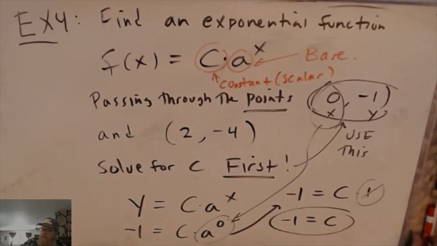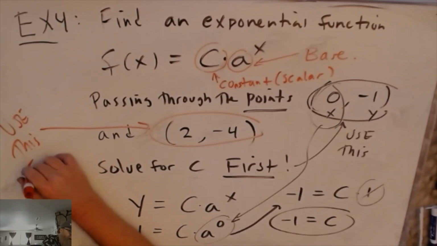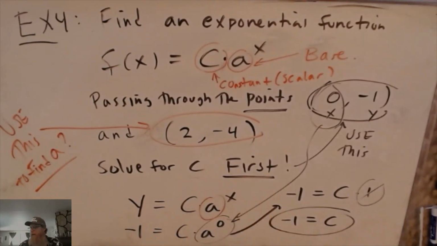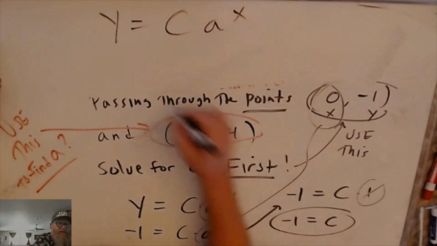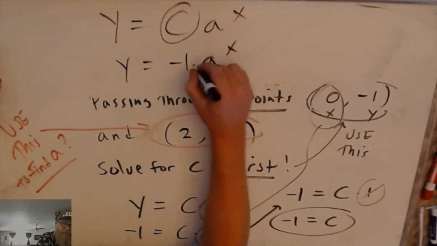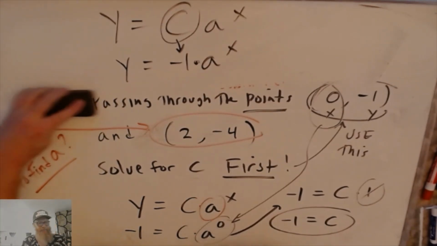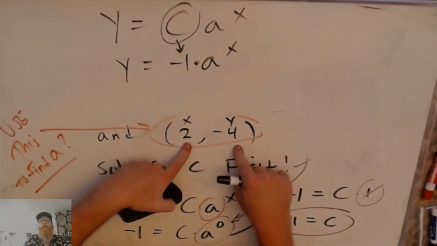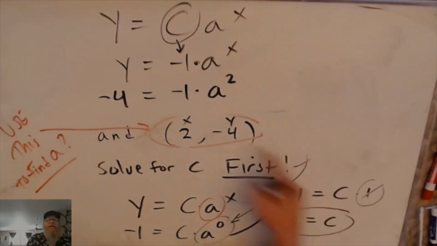Now that you've found c, you're going to use the other point, the non-zero point, to find a. A is the trickier value to find. C is usually pretty simple. So I've got y equals c times a to the x. I know what c is. C is -1, so I can go ahead and put -1 in for c. Now I don't need that point anymore. And now I can plug in my other point, 2 and negative 4, and solve this sucker for a.